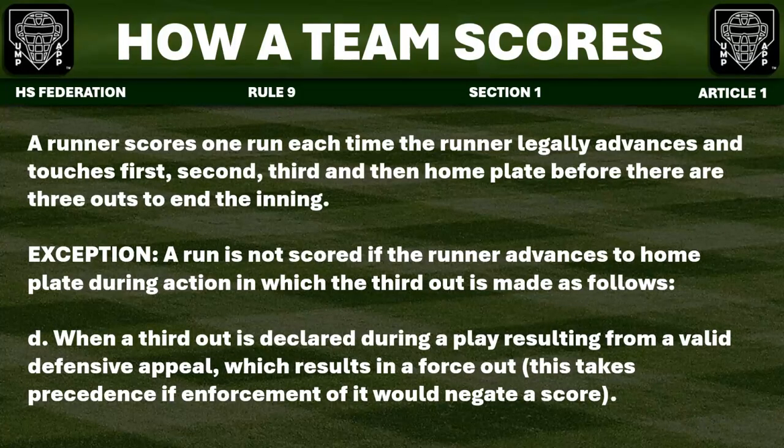Federation Rule 9, Section 1, Article 1. A runner scores 1 run each time the runner legally advances and touches 1st, 2nd, 3rd, and then home plate before there are 3 outs to end the inning. Exception: a run is not scored if the runner advances to home plate during action in which the 3rd out is made as follows. Letter D. When a 3rd out is declared during a play resulting from a valid defensive appeal, which results in a force out, this takes precedence if the enforcement of it would negate a score.